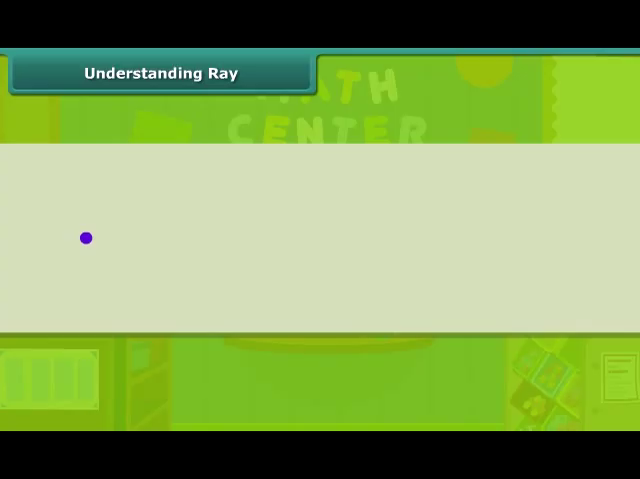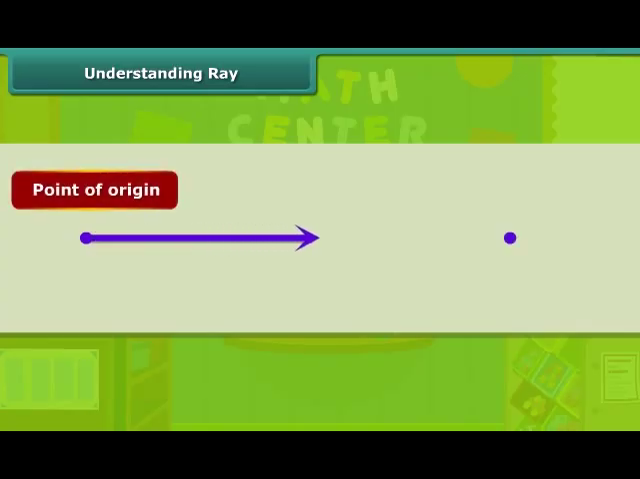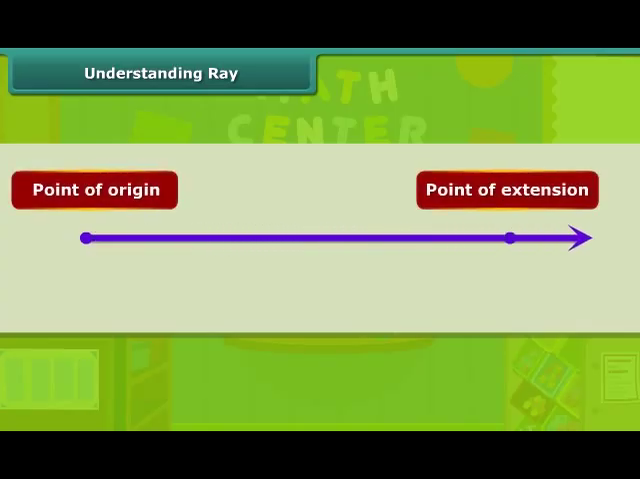Geometrically, we call the fixed point the point of origin and the extension its direction of travelling. We name a ray also by 2 points, a point of origin and a point before the arrow.